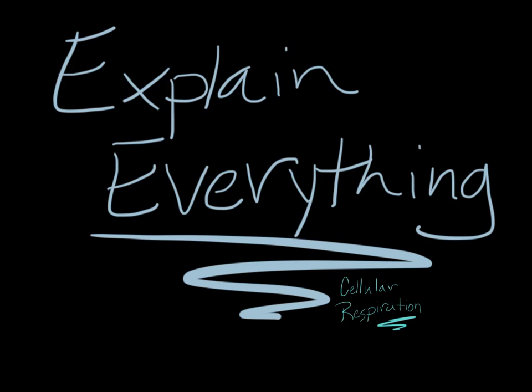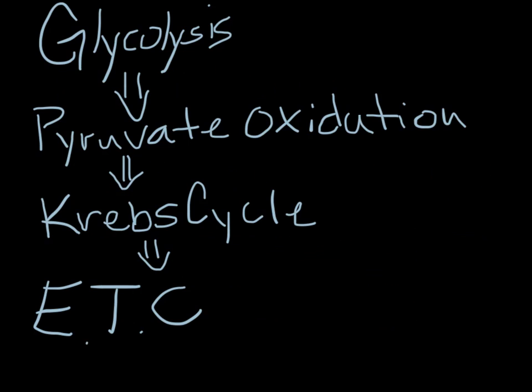Explain everything. Cellular respiration. Cellular respiration is a 4-step process that starts with glycolysis. Next is pyruvate oxidation, followed by Krebs cycle, and then electron transport chain.